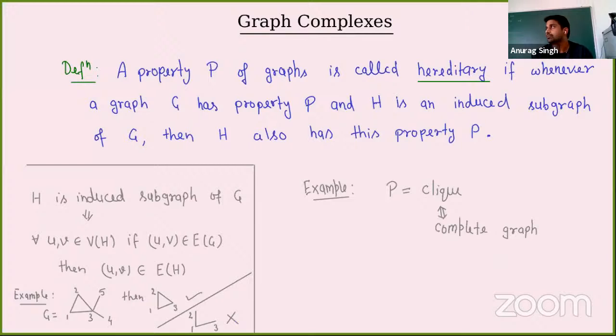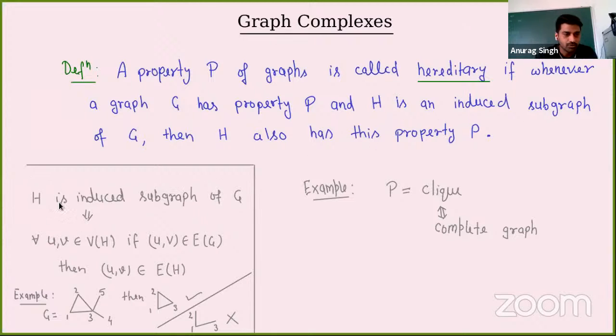So now let me come to the main object of this talk, which is graph complex. A property of graphs is called hereditary if whenever a graph satisfies the property P, then all the induced subgraphs of this graph also satisfy the property P. So let me just say what the induced subgraph means.